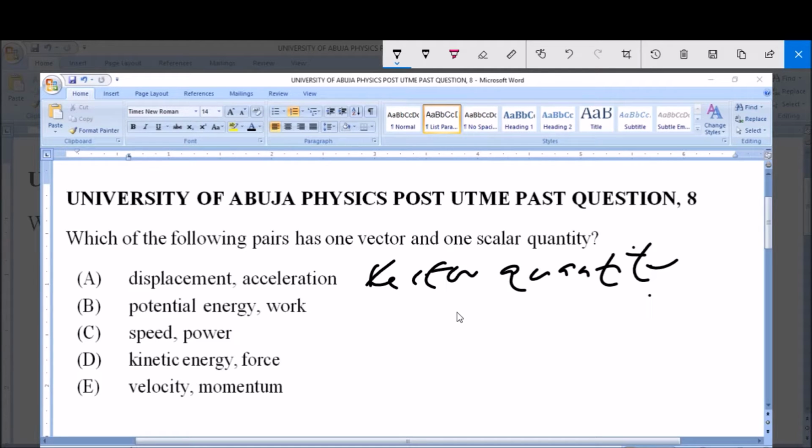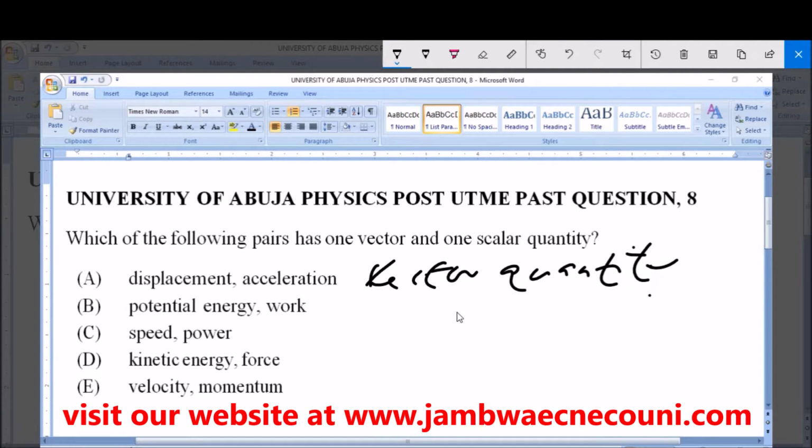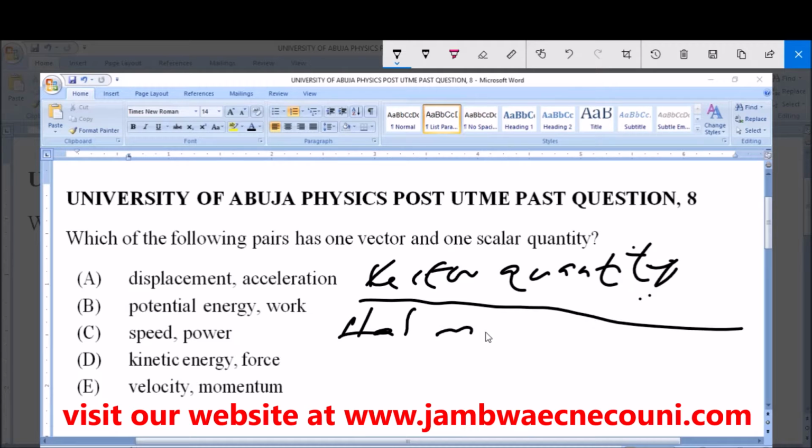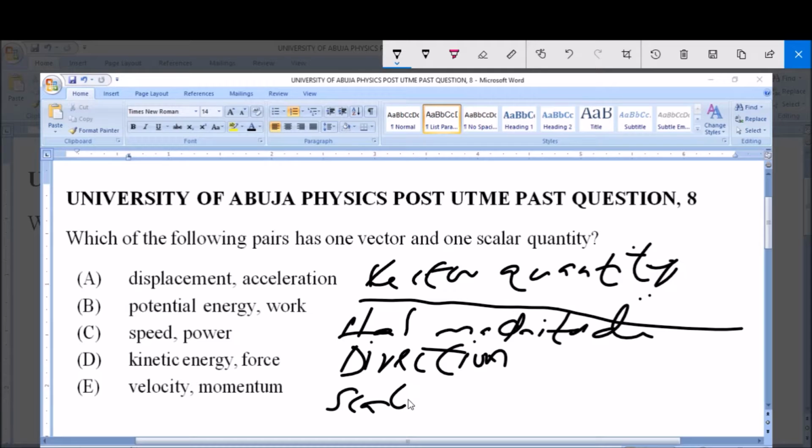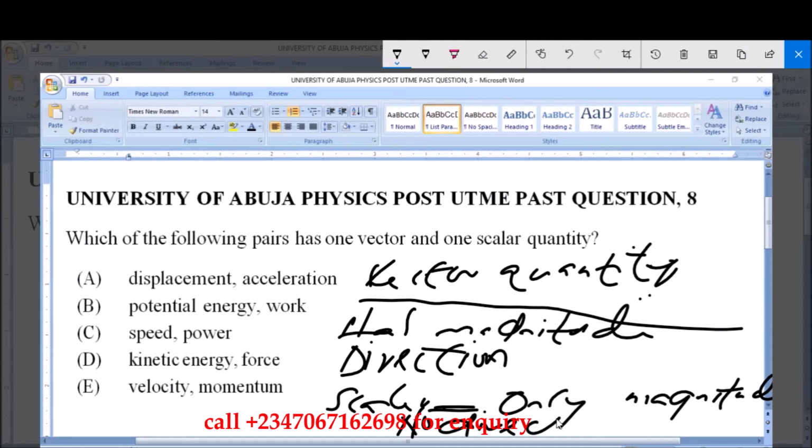Now, vector quantities are simply quantities that have magnitude and direction. Now it has magnitude, and it has direction. That's for a vector quantity. Now a scalar quantity, on the other hand, has only magnitude. A scalar quantity has magnitude but no direction. It has only magnitude. Now let's take a look at these options.